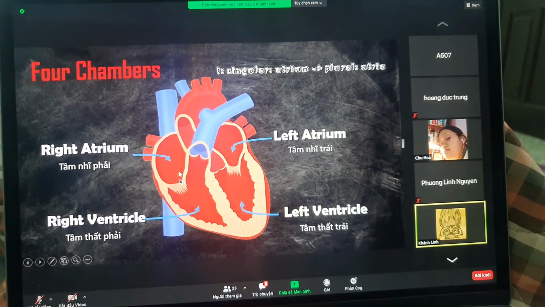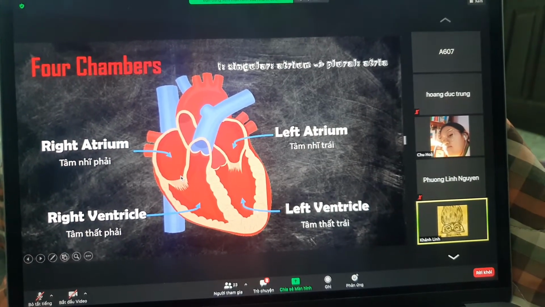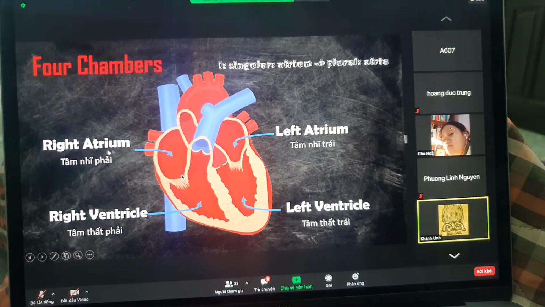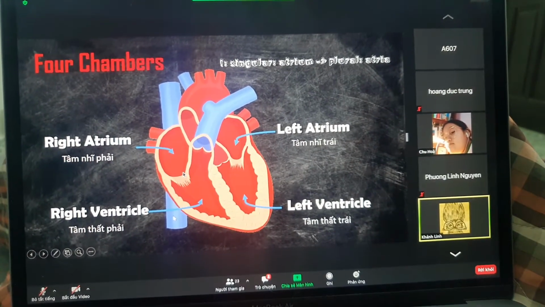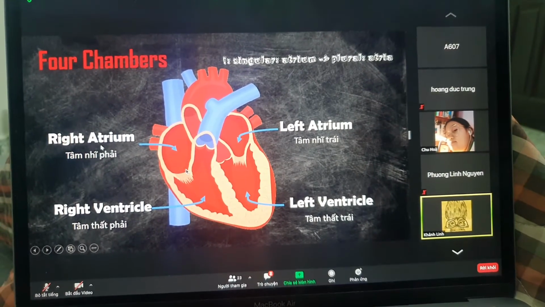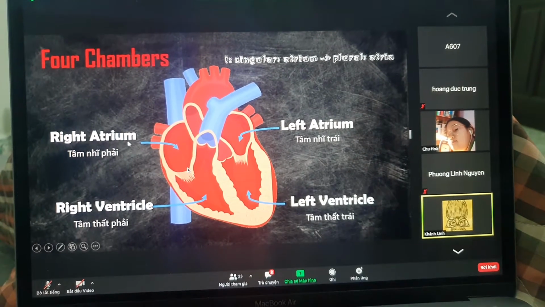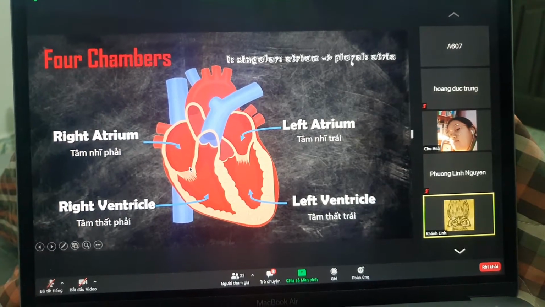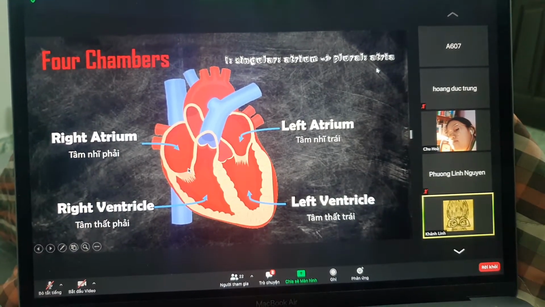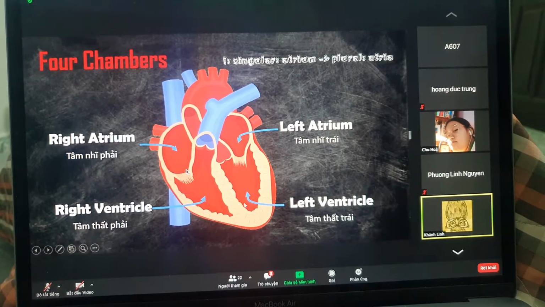This is atrium, right atrium, left atrium, right ventricle, and left ventricle. As you see, atrium in Vietnamese is tâm nhĩ, and ventricle in Vietnamese is tâm thất. Please pay attention that atrium is the singular. When we change it to plural, it is atria. We have 2 atria, the right and the left, and we have 2 ventricles, the right and the left.